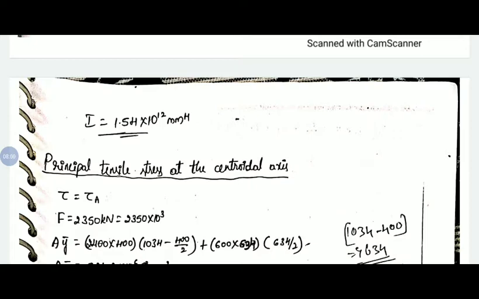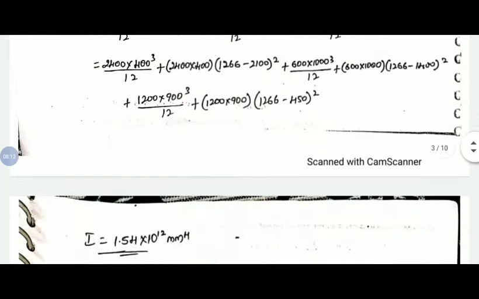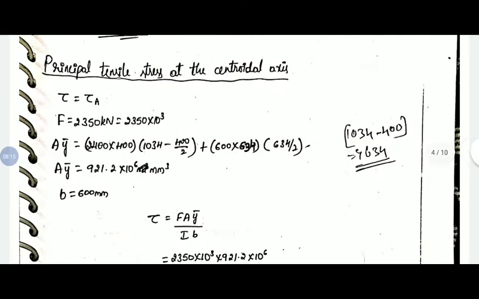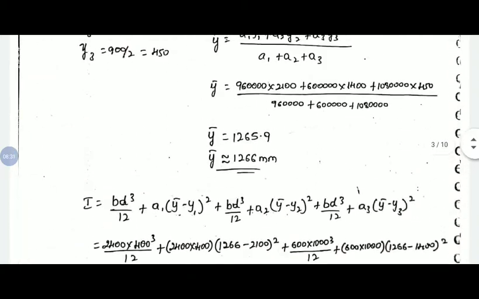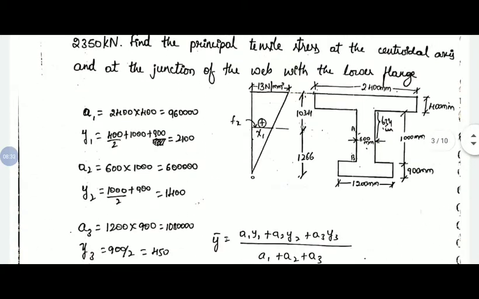So we have two questions here. First we need to find out the stress at the centroidal axis and then at the junction of the bottom flange and web. If we take the centroidal axis, we know it is located at 1266 mm from the bottom. So tau we need to find out. F is given as 2350 kilonewton. A y bar: remember, here we are considering with respect to the centroid. If you observe this figure, the centroidal axis is at 1266 mm from the bottom.